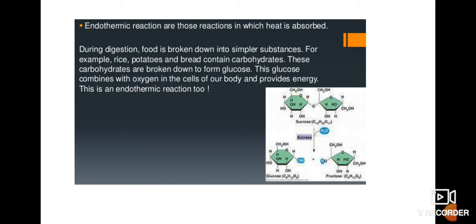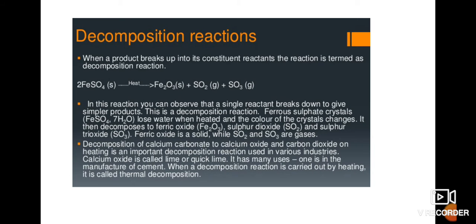Digestion is a very common reaction in which the food particles are broken down. But while breaking down, heat is being utilized. So while heat is being utilized, digestion is a type of decomposition process as it breaks down complex food into simpler food, as well as an example for endothermic reactions.